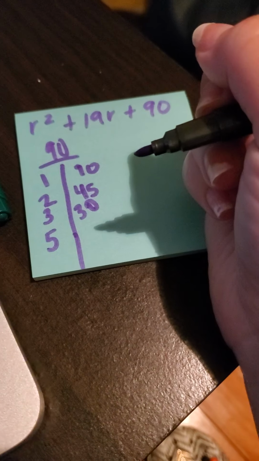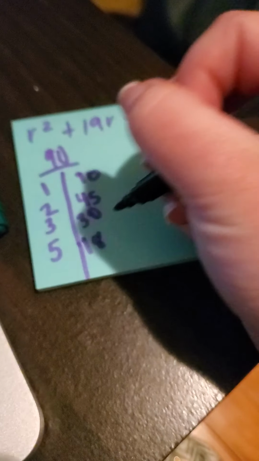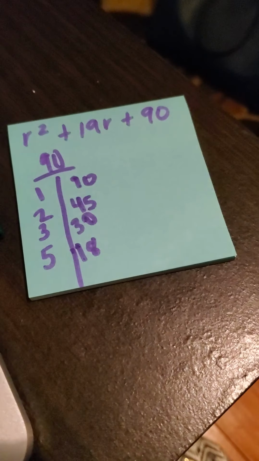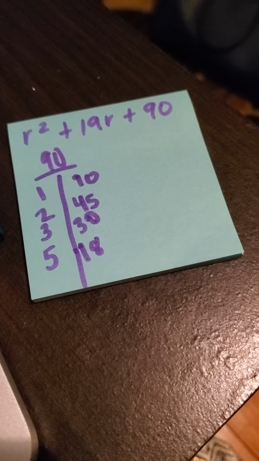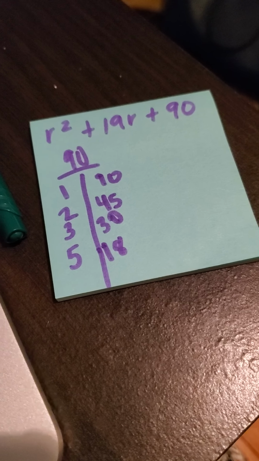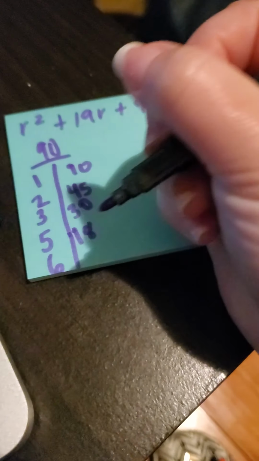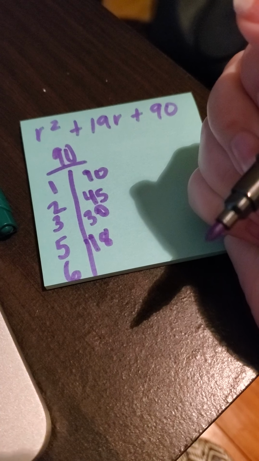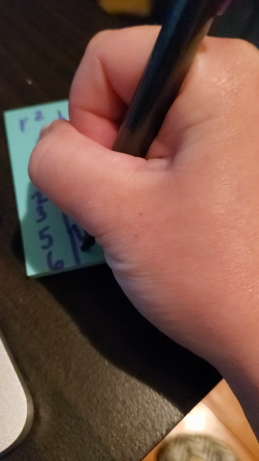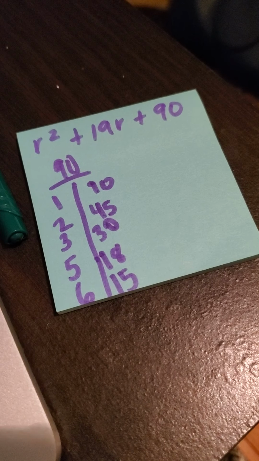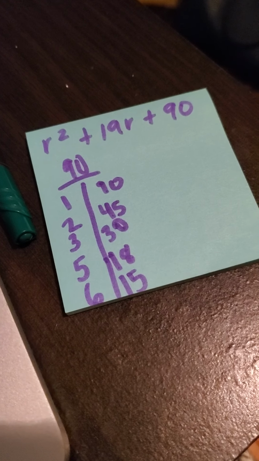And then I can go on to 5. I think it's 5 and 18. And 5 plus 18 is 23, not 19. But I'm getting a lot closer, so I just got to keep going. Let's see, 6. Yeah, 6 will go into 90. So 90 divided by 6 is 15. And 6 plus 15 is 21, not 19.